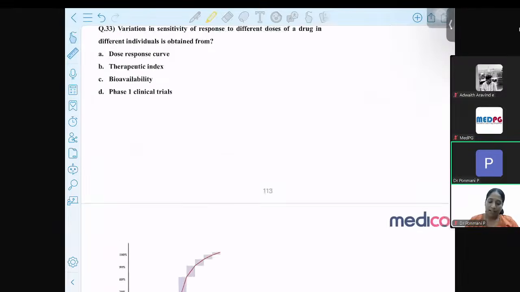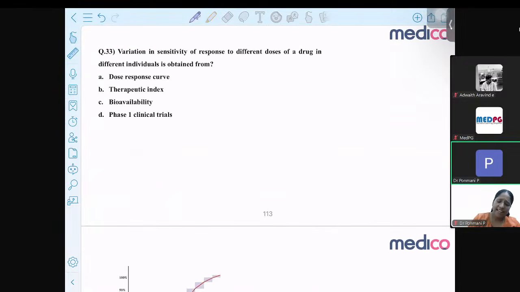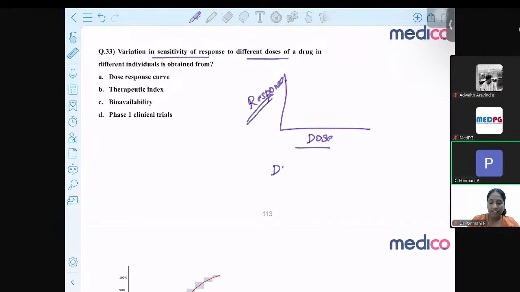Now coming to the next question. Variation in the sensitivity of a response to different doses of a drug. So there is dose and there is response. It is obtained from what? As you can see, it is already there in the answer, which is the dose response curve. The right option here is dose response curve.